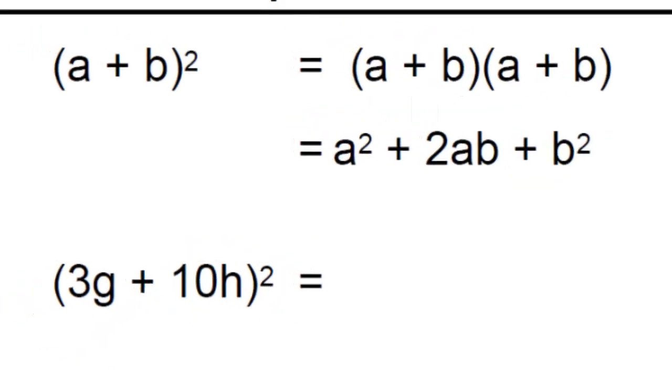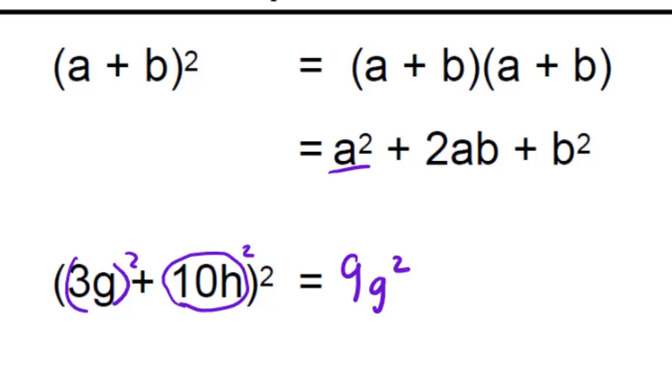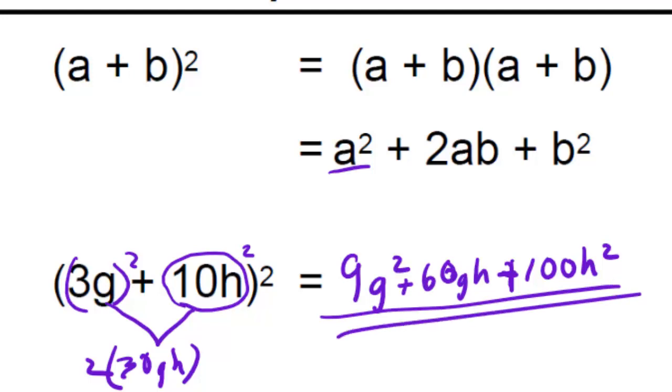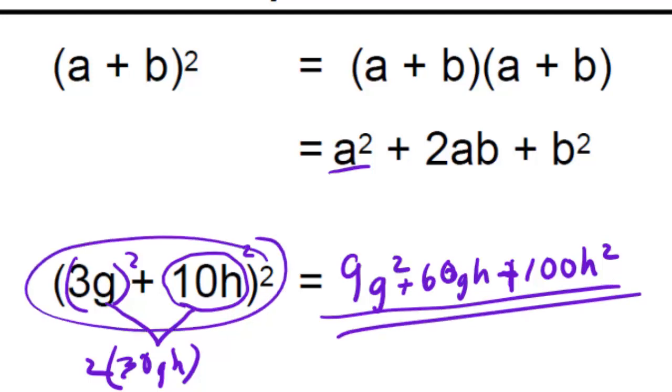All right, we're going to try another one, a couple more variables, but that is not going to change anything. The first step is to take that and square it, so I'm going to square the first one. So 3g to the second power is going to give me 9g to the second. Then I'm going to take the last term and square it, and that's going to give me a positive 100h to the second. And then to get the middle term, 3g times 10h is going to give me 30gh. But then I've got to times it by 2, so I'm going to get a positive 60gh, and this becomes my product of multiplying a number by itself here.